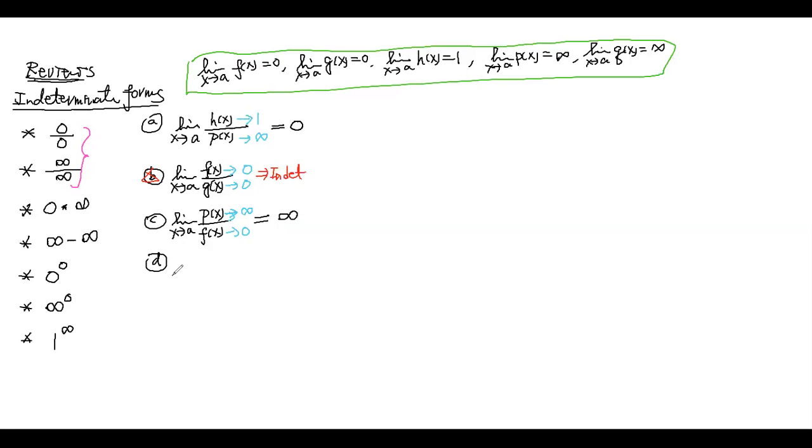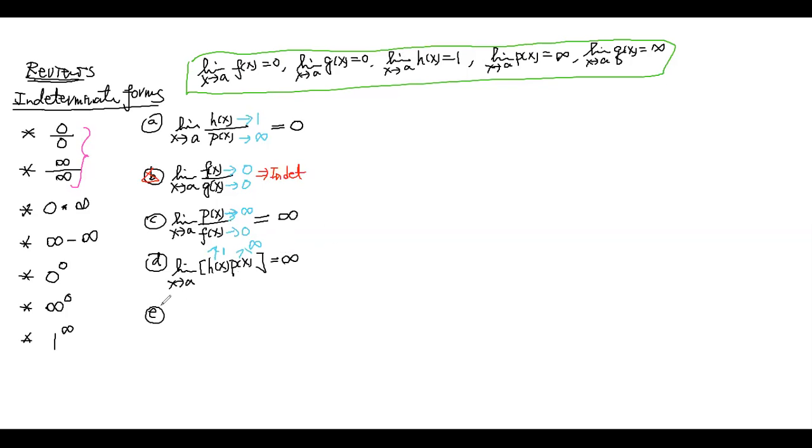Let's take a look at D. This is the limit as x approaches a of h(x) times p(x). Let's take a look again. h(x) approaches 1, and p(x) approaches infinity. So now you have a constant 1 times infinity. What is this? This is infinity, so this is determinate. I know the limit is going to infinity.